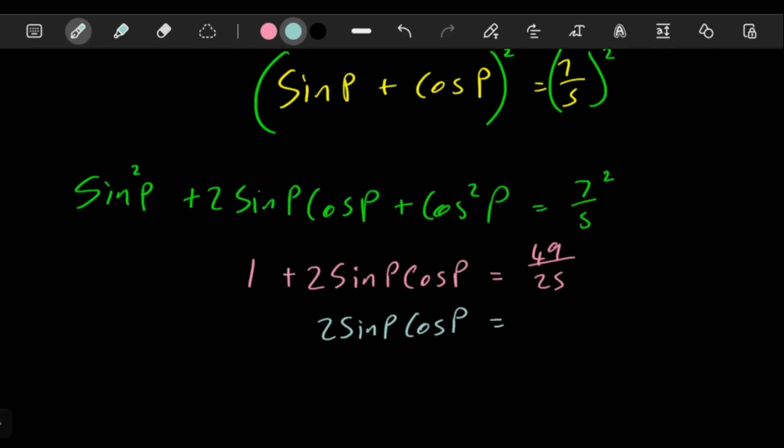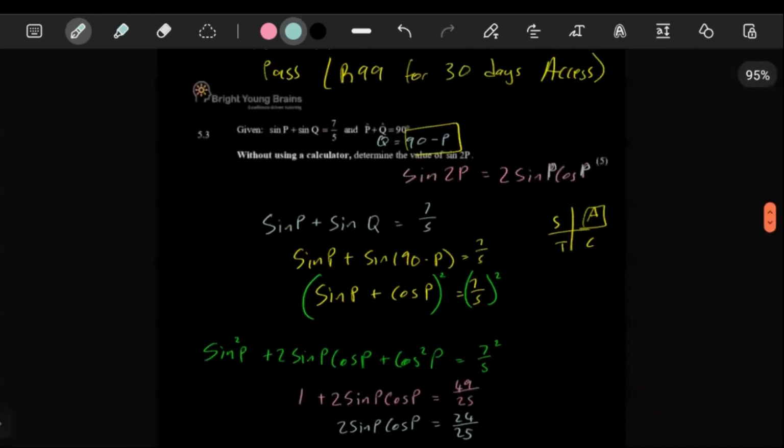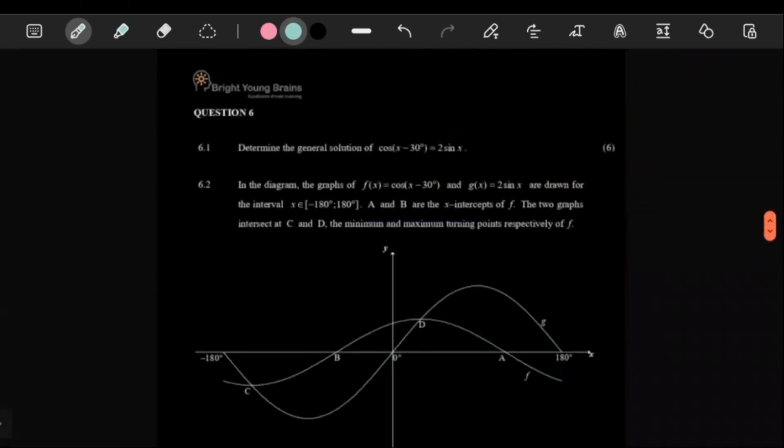What does it give you in the calculator? Let's check out this calculator here. It is giving us 24 over 25. Yep, this question looks so familiar. But let's just carry on. Question number 6.